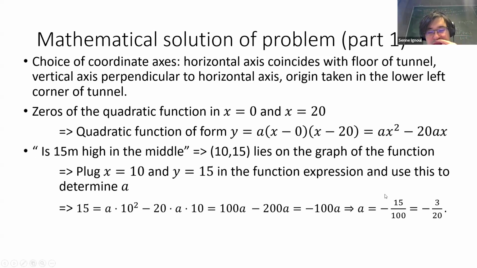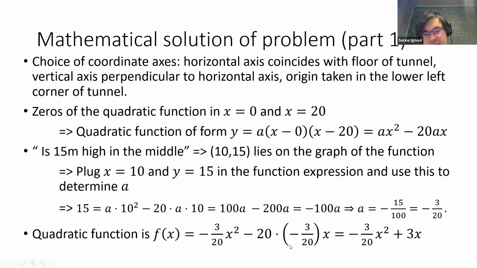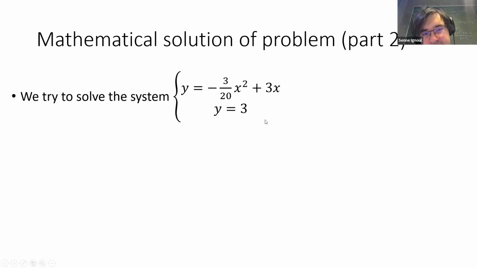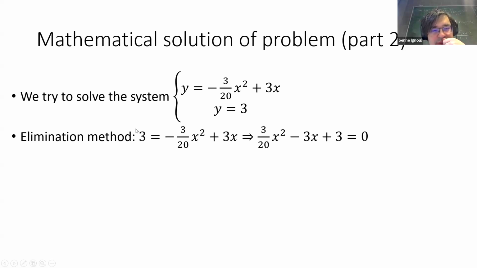And if they do that, they can work it out, and they get a -3/20. So you get a nice quadratic function, which is given here. So that's the first part. Second part of the problem is to solve this system. And by solving this system, you just use the elimination method.